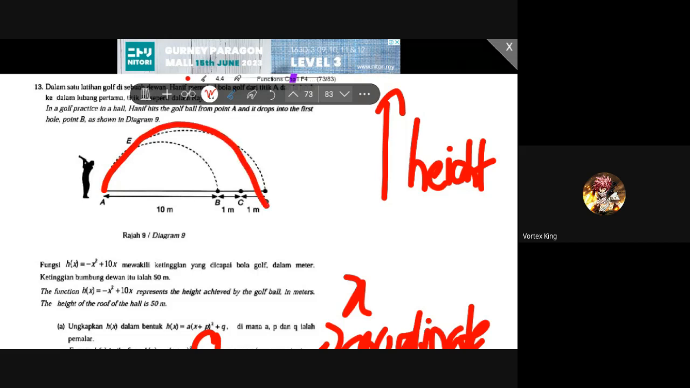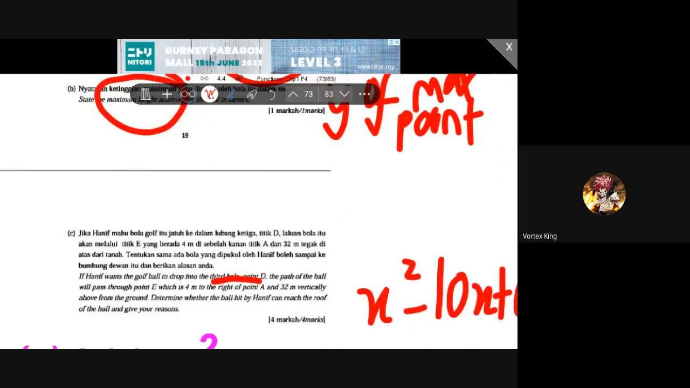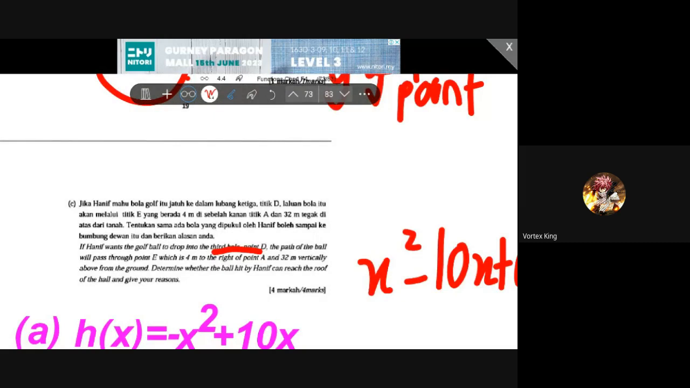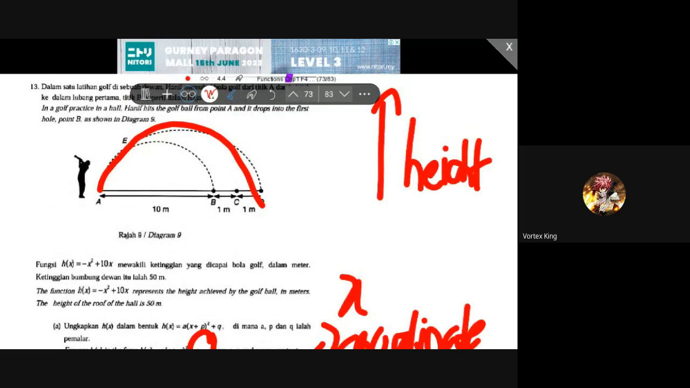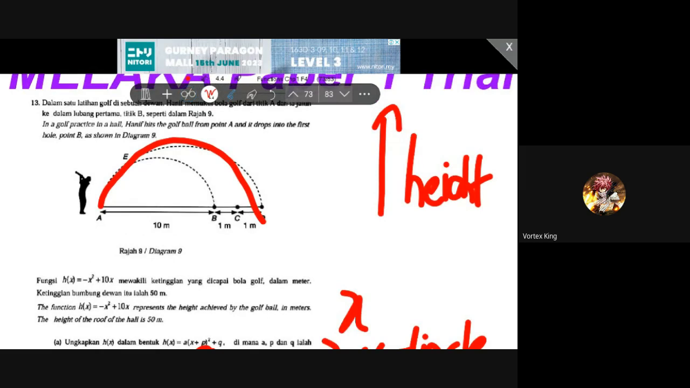Okay, so boleh lihat kat sini. The path of the ball passes through point E, which is 4 meters to the right, 4 meter ke kanan dari titik A. So kita lihat titik A kat mana dulu. 4 meters ke kanan dari titik A. Kamu boleh nampak kat sini, 4 meters mungkin kat sini lah. Saya congak sikit. Kat sini, 4 meter.